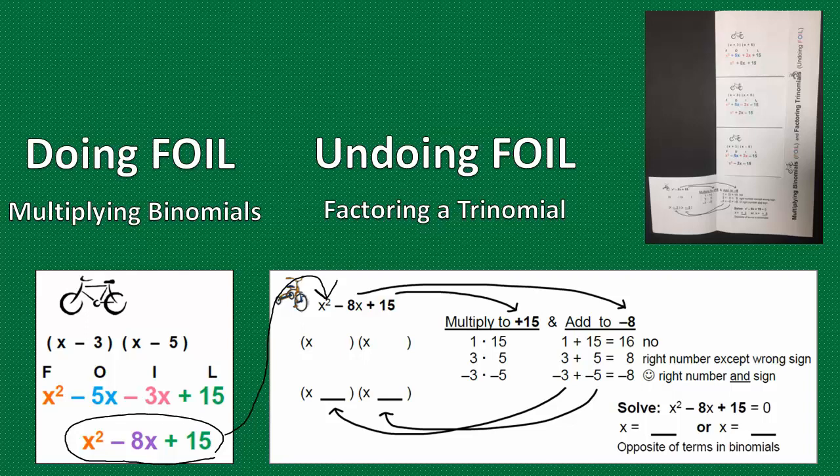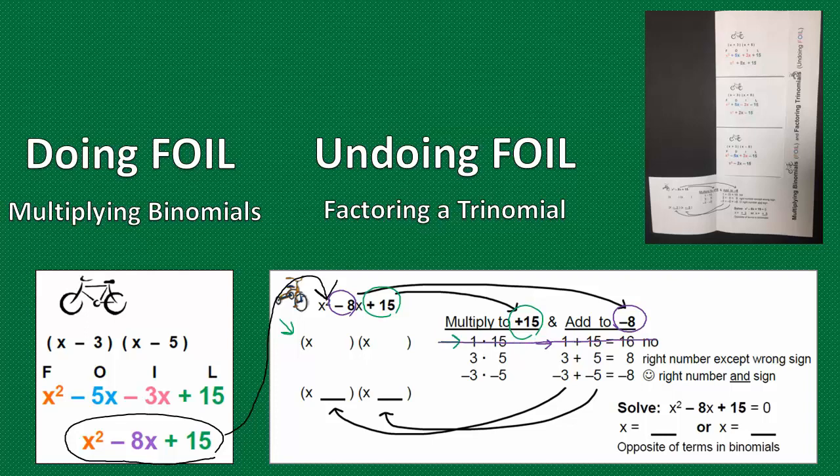We start by setting up the problem with two sets of parentheses with an x at the beginning of each one. Then we start working on looking for two numbers that multiply to positive 15, that at the same time also add to negative 8. We start with 1 times 15 and get positive 15. But when we add 1 plus 15, we get 16. 16 isn't what we're looking for. We're looking for that negative 8.